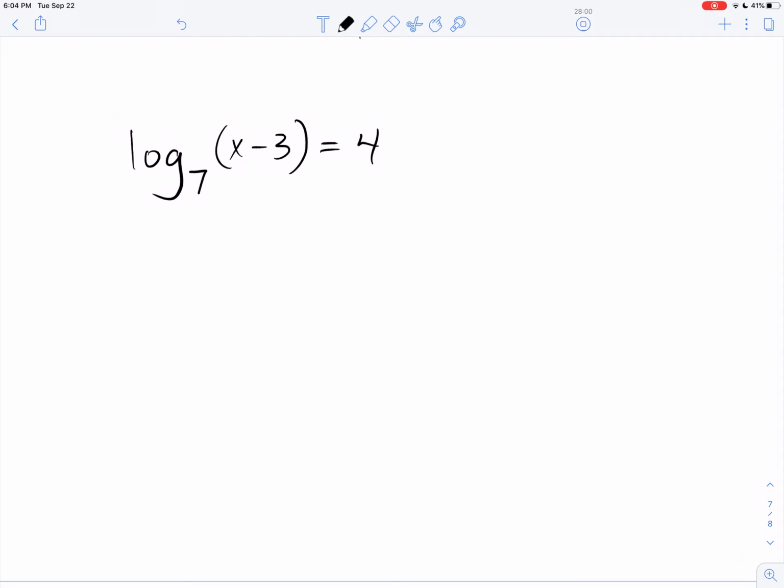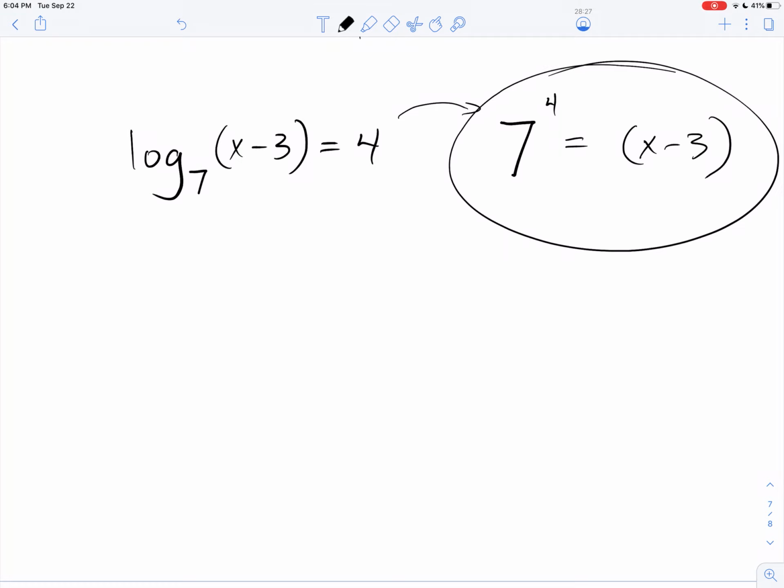Convert that into an exponential statement. You may pause this and then try it. Go for it. Okay, if you were to convert this into an exponential statement, what do you have to remember? Base stays the base. The other two flip-flop. That's your answer if you were asked to convert into exponential form.